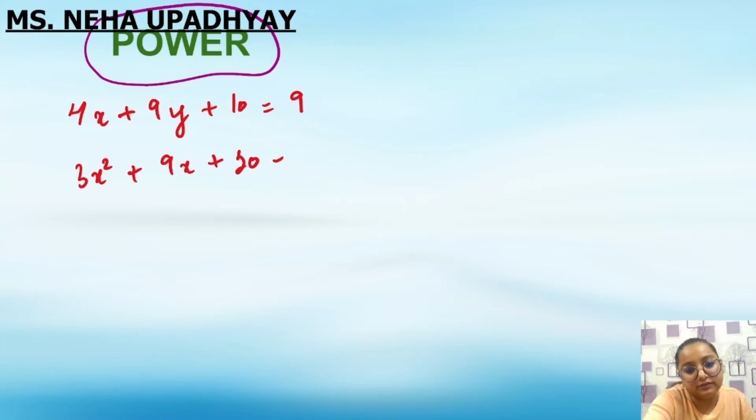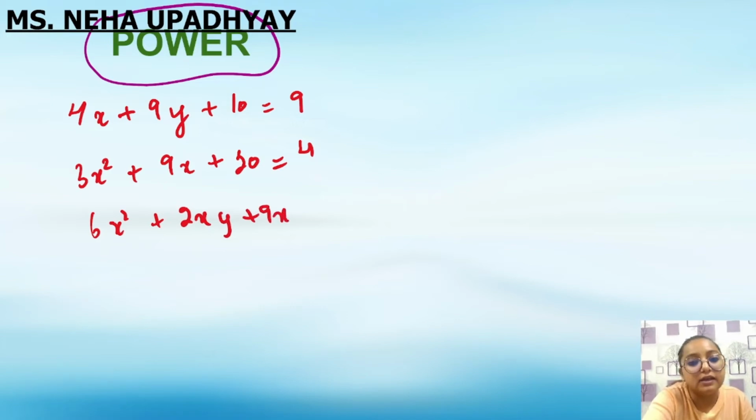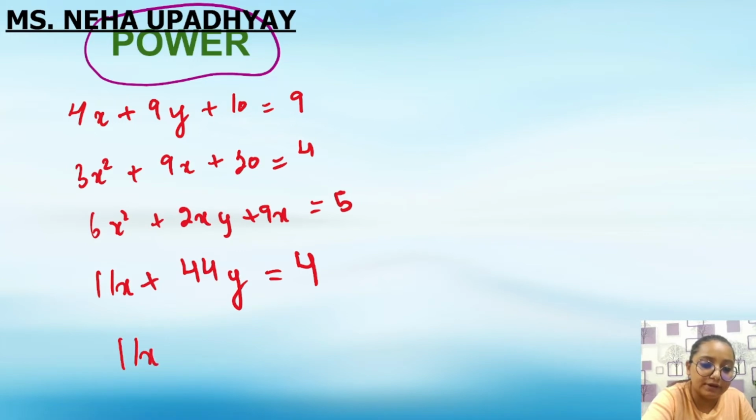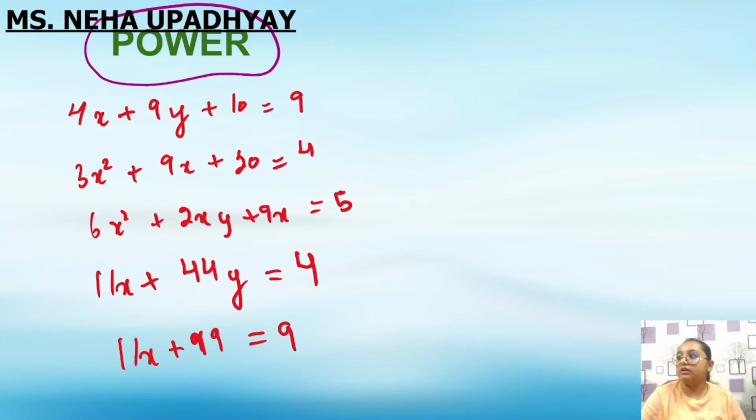Plus 20 is equal to 4. 6x square plus 2xy plus 9x is equal to 16, and 11x plus 44y equal to 4. Now 11x plus 99 is equal to 9. Now tell me which of these equations are linear.